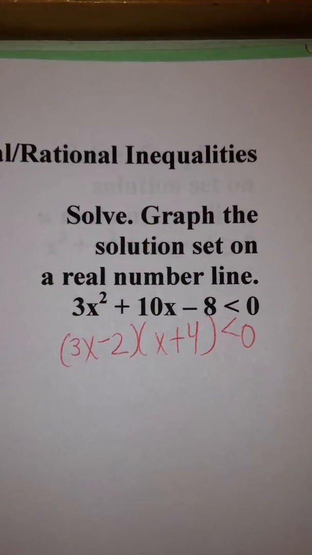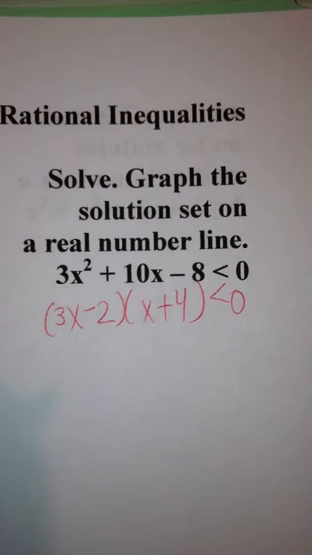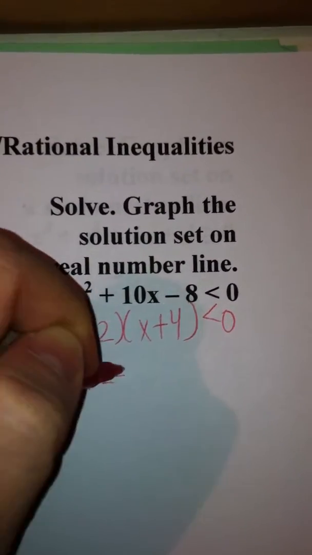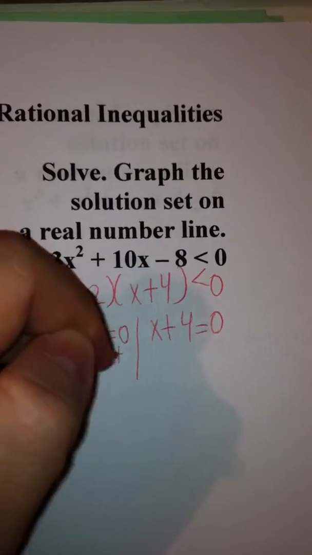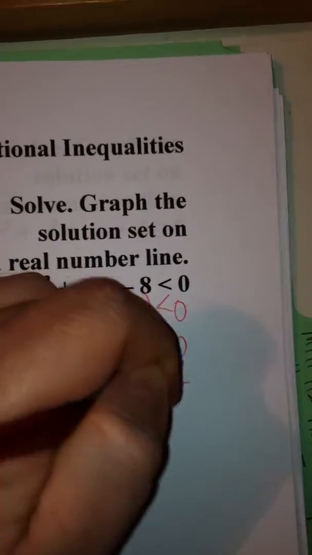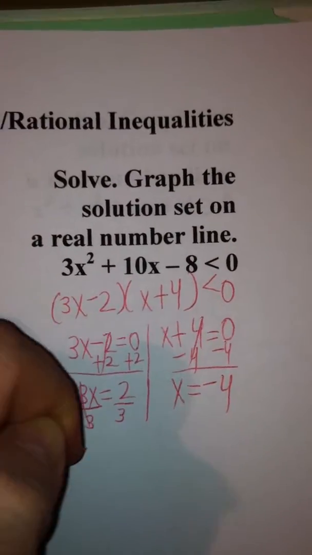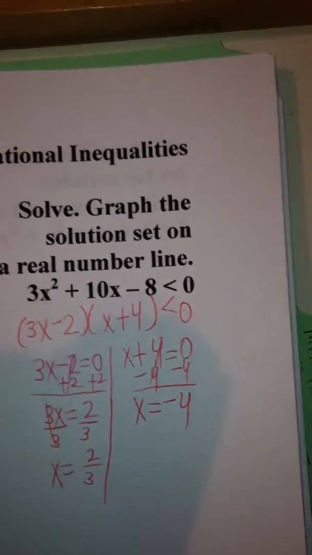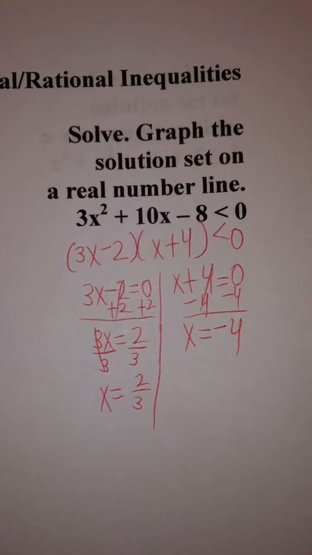Next step, we need to find something called a test point. Set each part equal to 0 and solve for x to find your test points. So we have plus 2 to both sides. Second equation, subtract 4 from either side. One last step for the first equation, divide both sides by 3. So our two test points are 2/3 and -4.